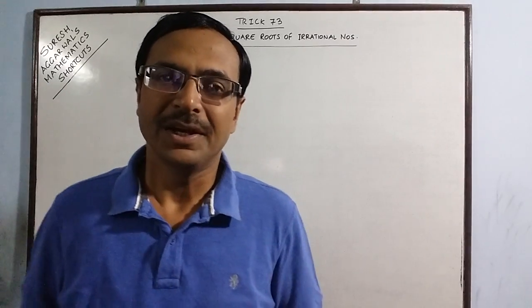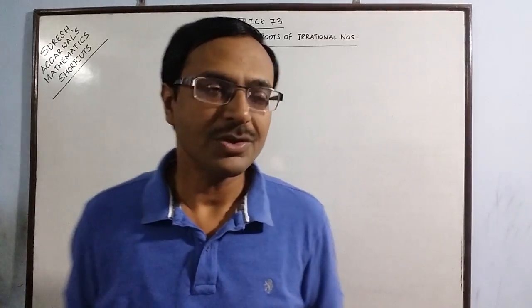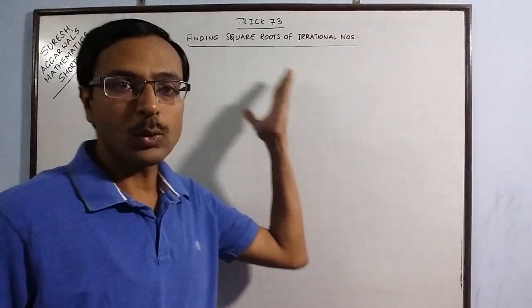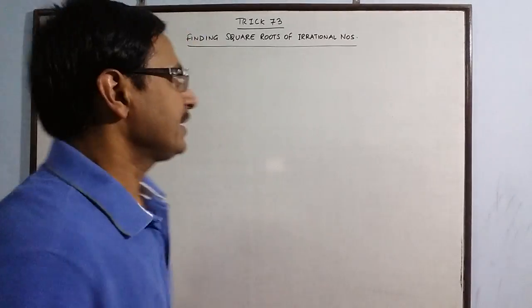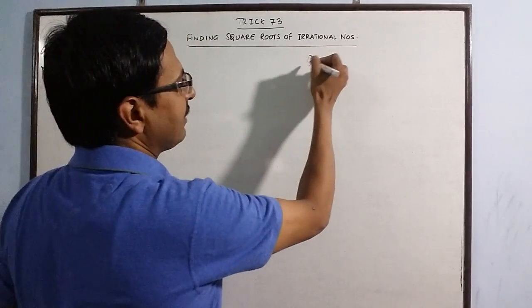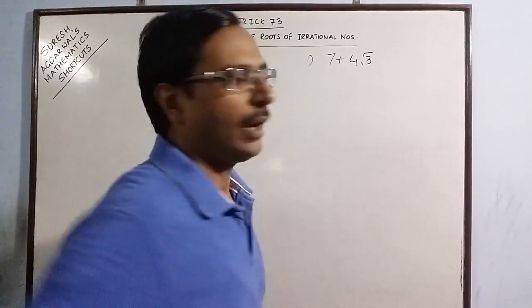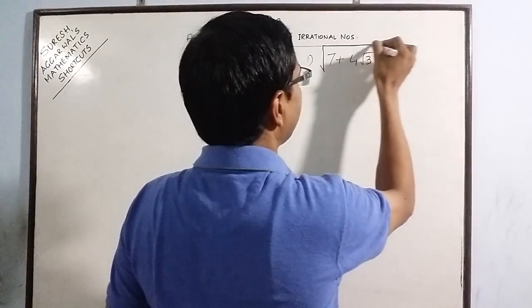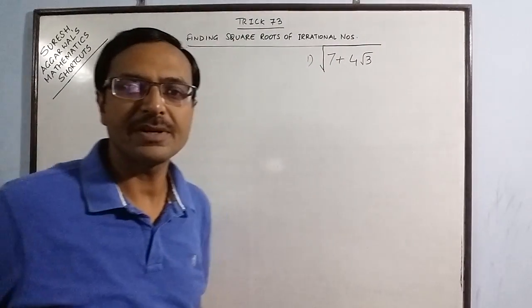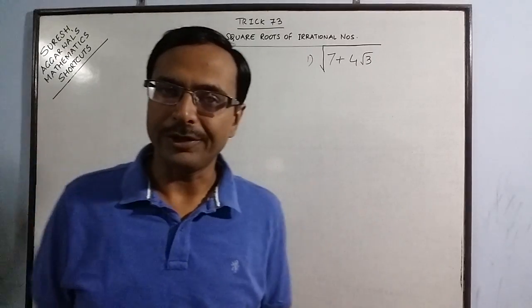Hello dear students. Today I am going to deal with one more very important topic in which we will be calculating the square roots of irrational numbers. So let us take one example. Say we have 7 plus 4 root 3. Now I'll tell you the method how we can find the square root of this irrational number 7 plus 4 root 3 by using a small shortcut.